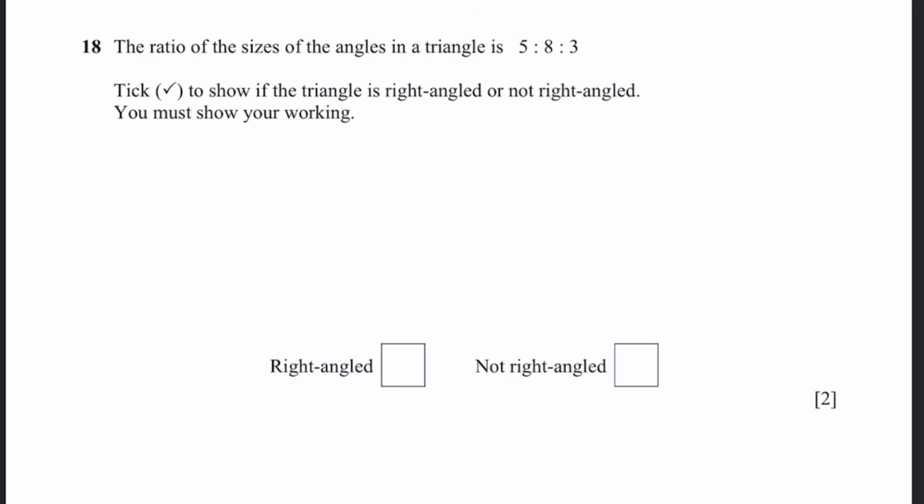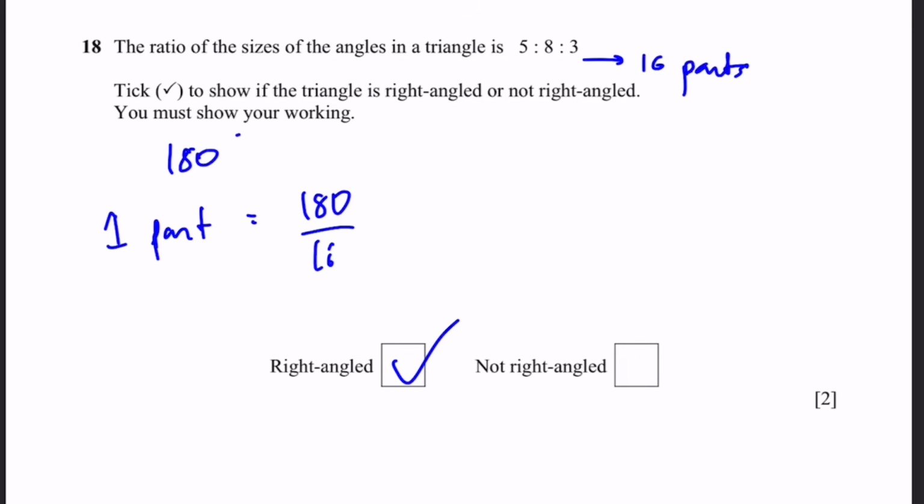Question 18. The ratio of the sizes of the angles of a triangle is 5:8:3. Tick to show if the triangle is right angled or not. You must show your working. Well, the answer is it is right angled. Why? Well, the angles in a triangle add up to 180 degrees. Now this is 16 parts by adding 5 plus 8 plus 3. So that means one part will be equal to 180 by 16, which is equal to 11.25 degrees.